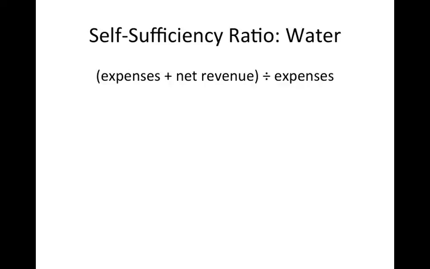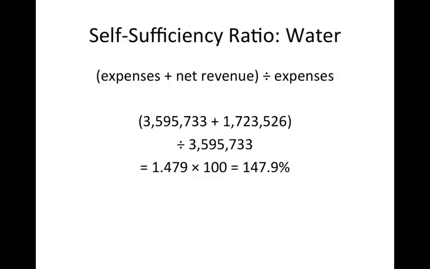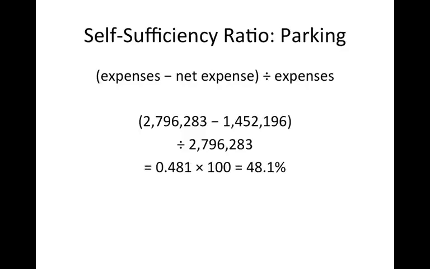Let's look at a BTA now, self-sufficiency. Expenses plus, if they have a net revenue, you're going to add the net revenue rather than subtract the net expense. And for the water activities, you see that their self-sufficiency, they've raised 48% more in revenue than they needed to cover their costs. Let's look at the parking just for fun. They have a net expense, so it's expenses minus net expense divided by expenses. And they're only raising 48% of what they need to cover their costs. So, less than half of the cost of parking facilities is actually paid for by the revenues that the parking facilities generate.